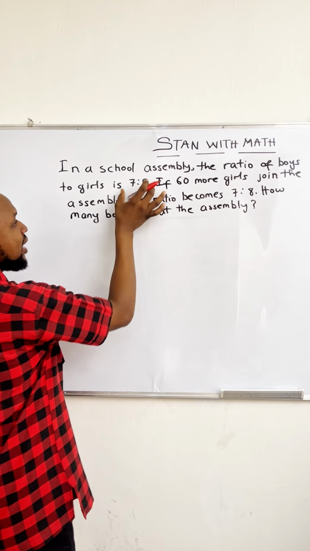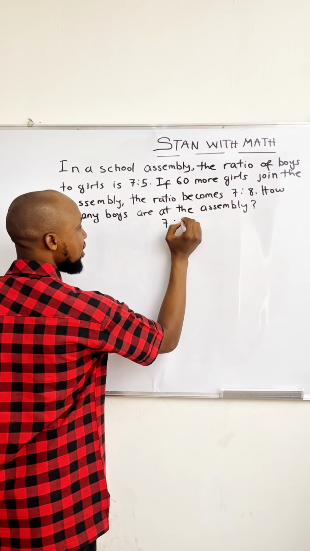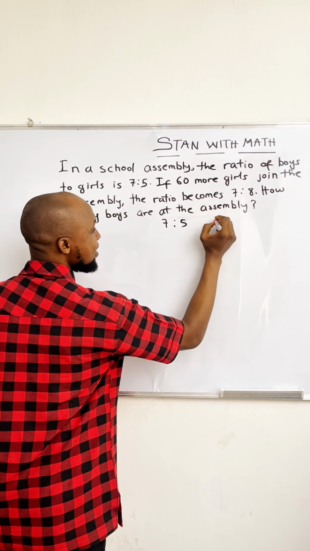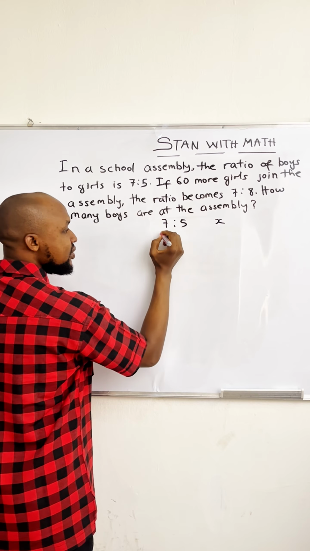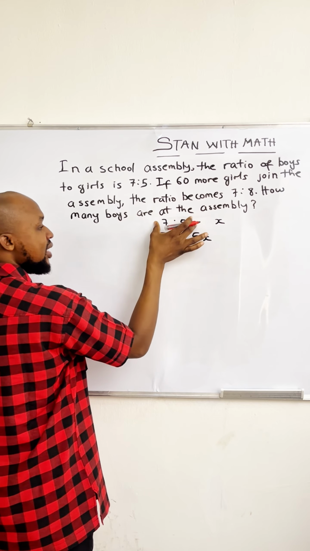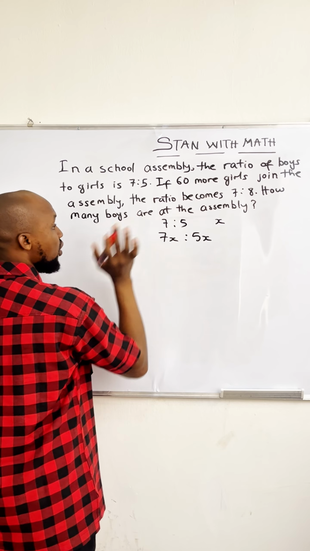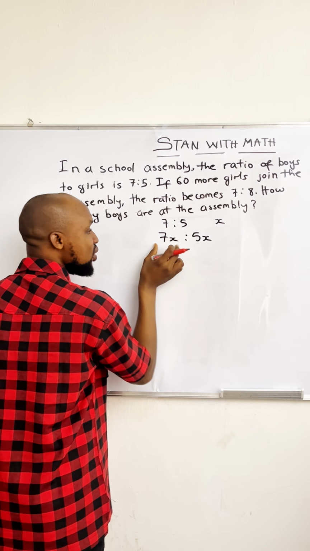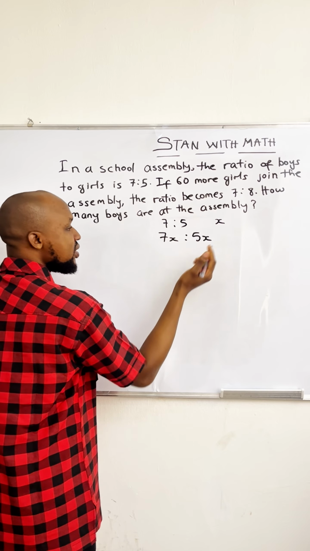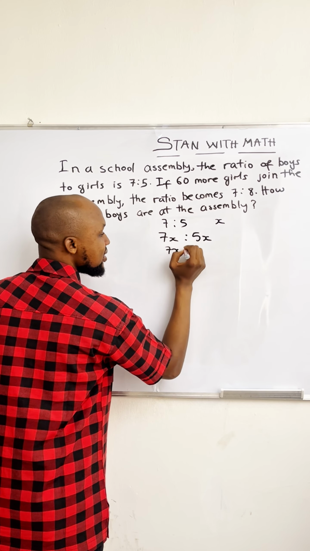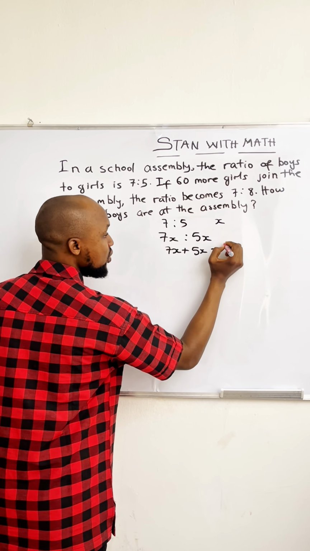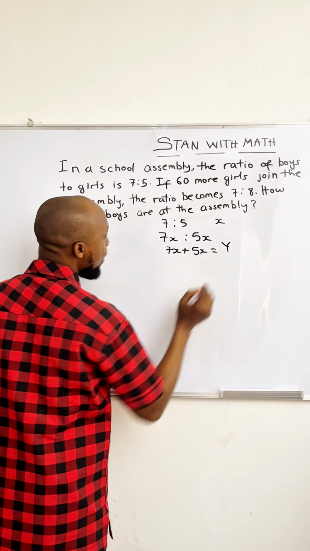So now I'm going to bring out this ratio here. This is 7:5. It has 12 parts. So now I'm going to say that the value of one part is x. So it means that 7x ratio 5x is still an equivalent ratio of this. But now this 7x is going to stand as the total number of boys, and this is going to stand as the total number of girls. So it means that 7x plus 5x is going to give us the total number of students. We don't know that number for now, so we call it y.